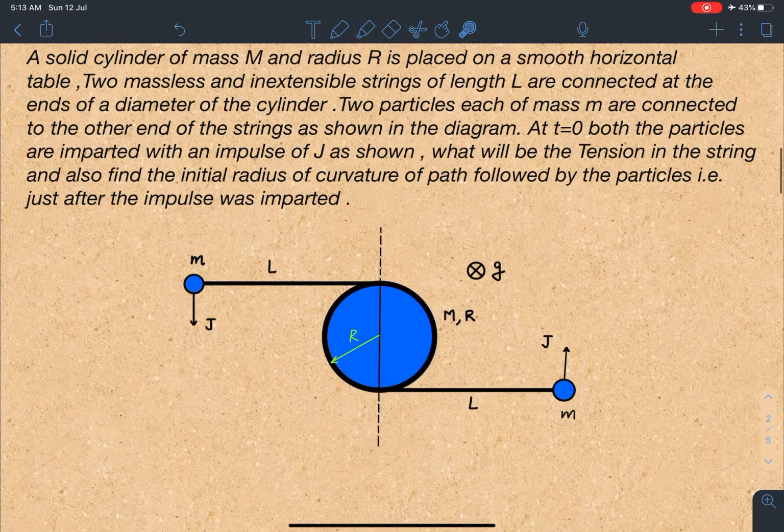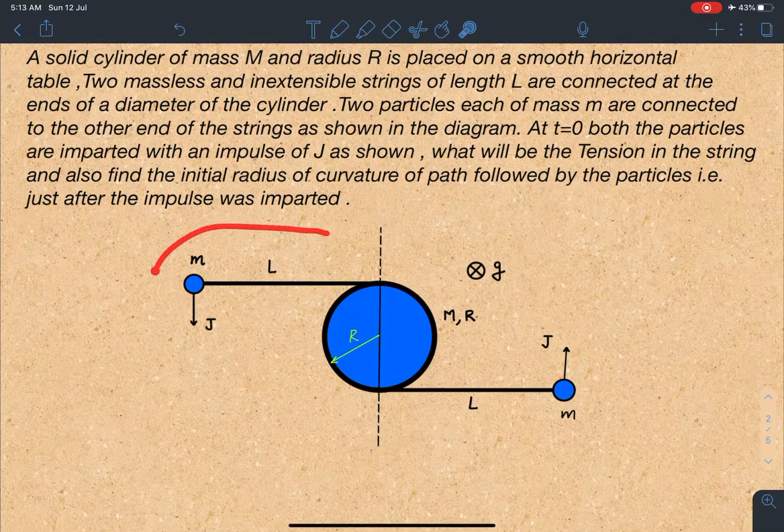The statement of this problem is a solid cylinder of mass m and radius r is placed on a smooth horizontal table. The two massless and inextensible strings of length L are connected at the end of the diameter of the cylinder. Two particles, each of mass m, are connected to the other end of the string as shown in the diagram. At t equal to 0, both the particles are imparted with impulse of j as shown. What will be the tension in the string, and also find the initial radius of curvature of path followed by the particle, that is just after the impulse was imparted.